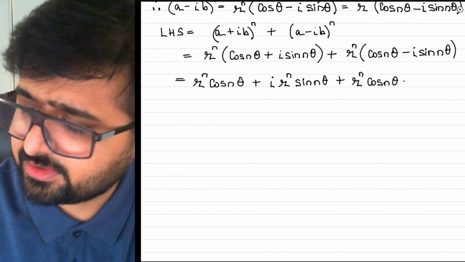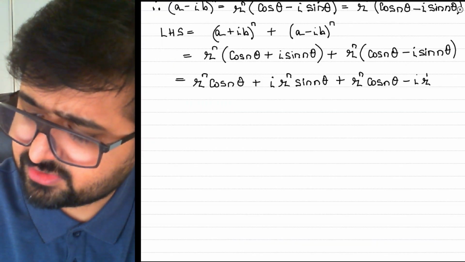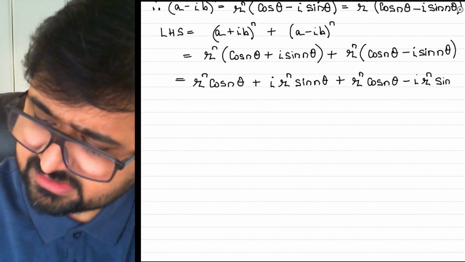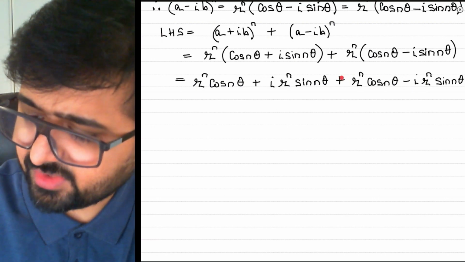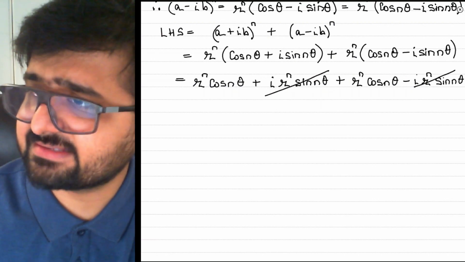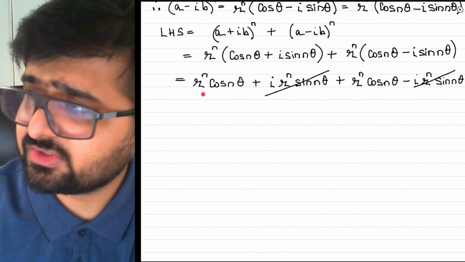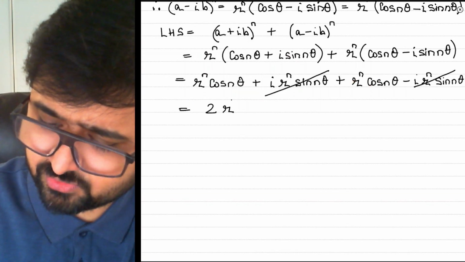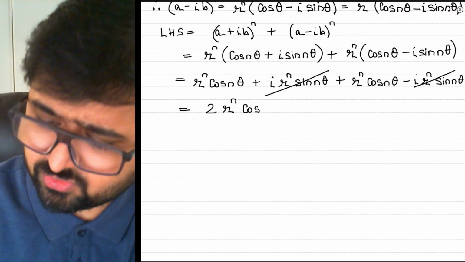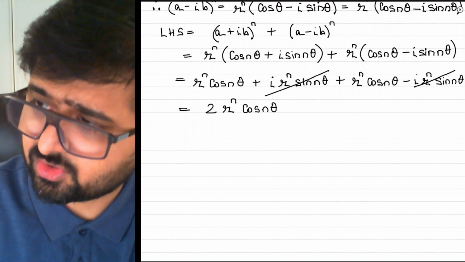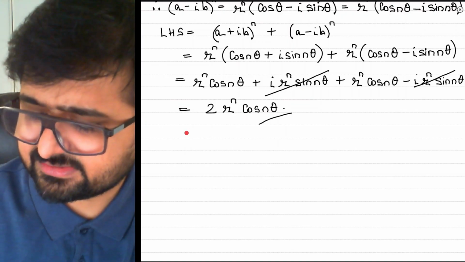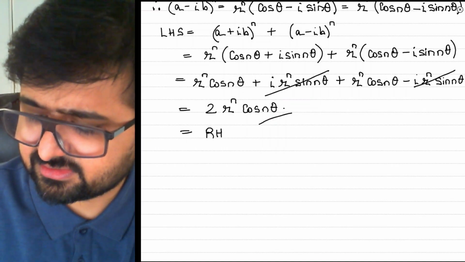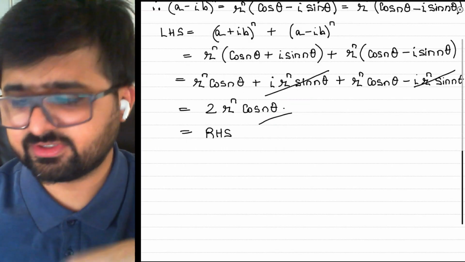Multiply this inside, minus i r to the power n sin n theta. If you see, this term and this term will get cancelled, and you're left with r^n cos n theta, r^n cos n theta. That's nothing but 2r^n cos n theta, that is nothing but your right hand side. So there is something further they ask.